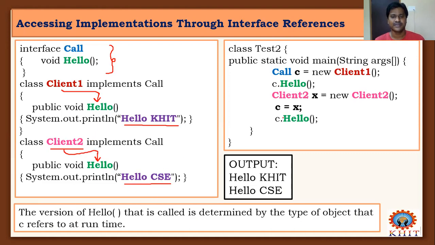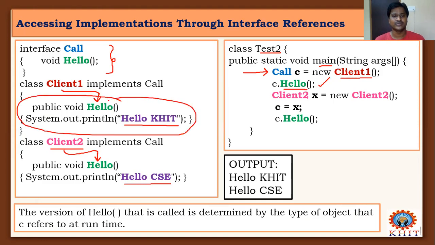Coming to the main class, in the main method, we are creating a reference variable for the interface call and allocating an object of client1, a reference of this interface to the instance of this class. And here c dot hello is a valid statement, right? Here which hello method will be invoked? The client1 method hello is invoked at this step of execution. Then it simply displays on the screen hello khit.